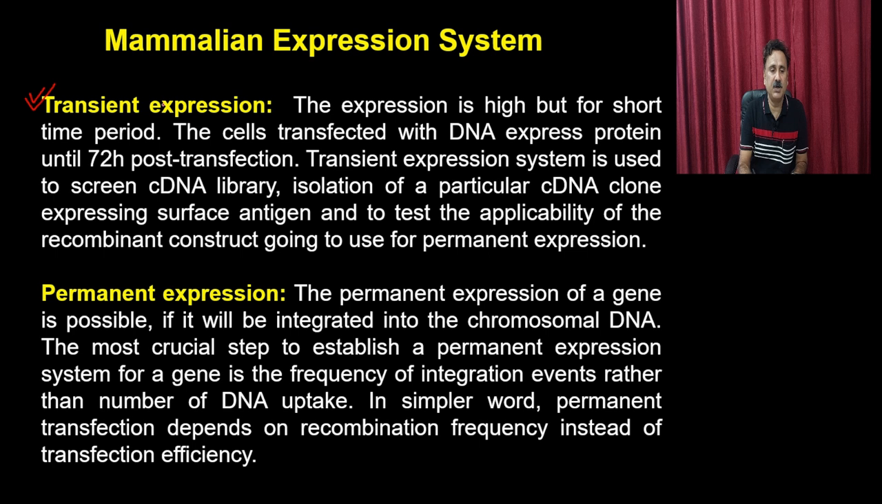You can have the transient expression, or you can have the permanent expression. In transient expression, the expression is high but for a short time period. Transient expression is where you put your construct into a vector, and the vector goes inside the cell, but it does not integrate into the genome. Because of that, it will remain for some time as extra-chromosomal DNA, and during that period only it is actually going to express.